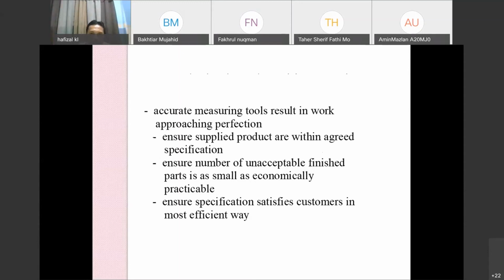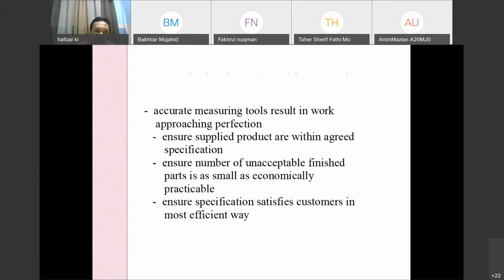Ensure a low number of unacceptable finishes. So we would like to reduce the defects produced from the operation. Every time we will have a random inspection, and the inspection will produce a result. That means we make sure we reduce the defects in the sample, and then we will achieve higher production output.